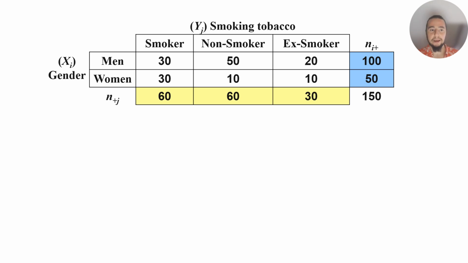Here's a practical example with gender identity and smoking tobacco. So we have men and women, smokers, non-smokers, and ex-smokers. We have a sample of 150 people. These are all of the frequencies, the raw data that we have, just counting.